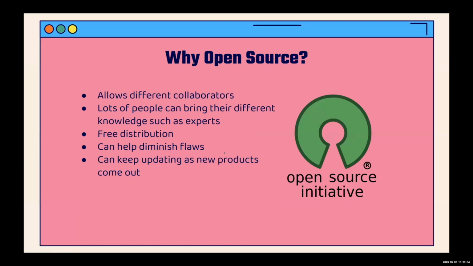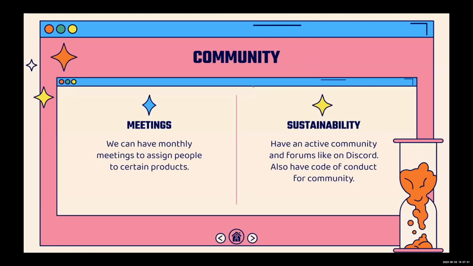So why open source? Well, there's a lot of reasons to use open source for this type of project, but some of the reasons are that it would allow different collaborators, and that's really important, especially in the makeup community, because there's millions of products out there, and it's important to get a lot of different people with different products to contribute to this community. Also, we would use open source because there's free distribution, which would be really great. And then also you can keep updating as new products come out because there's always new products coming out.